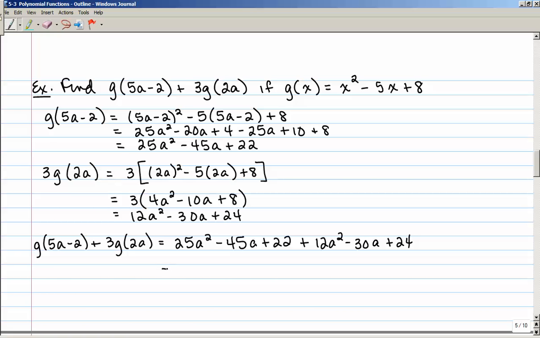And then when I combine like terms, I'm going to get 37a squared minus 75a plus 46. And I know that looks like a lot of work, but it's actually very straightforward. The key, I think, is going to be being neat and doing each part one at a time.